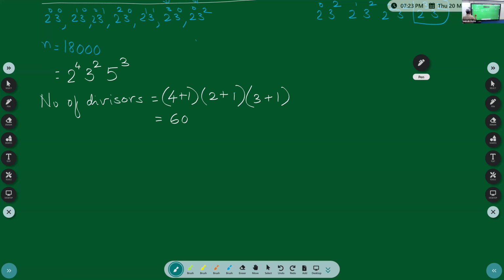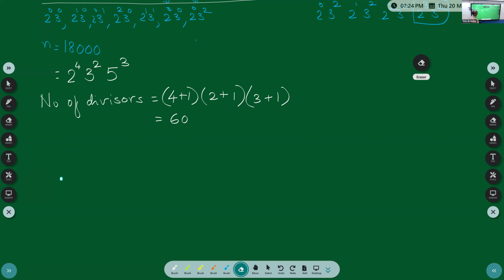Why we cannot have 2 raised to 5 in our divisors? Because this number, 2 raised to 5, 3 raised to 2, 5 raised to 3, is going to be bigger than the given number. So we cannot have index bigger than what is in the given number. I mean, the biggest number in the list is the number itself. We cannot have a divisor which is bigger than the number, because the multiple is 1. And hence we can start with 0, but we have to stop at whatever the exponent is of that prime factor.